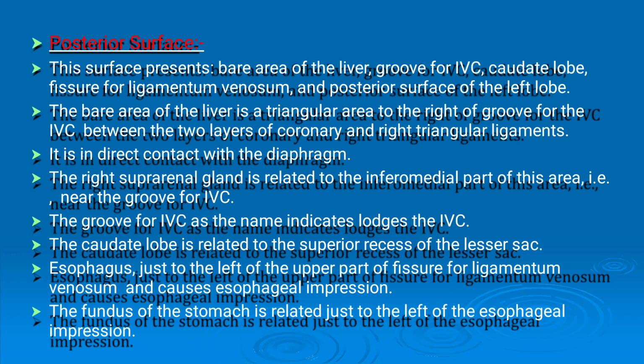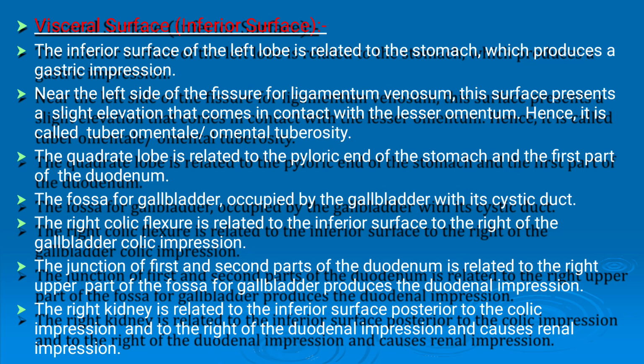Now we want to move to the visceral surface, also called the inferior surface. The inferior surface of the left lobe is related to the stomach, which produces the gastric impression. Near the left side of the fissure of the ligamentum venosum, the surface presents a slight elevation that comes in contact with the lesser omentum. Hence, it is called the omental tuberosity. The caudate lobe is related to the pyloric end of the stomach and the first part of the duodenum.